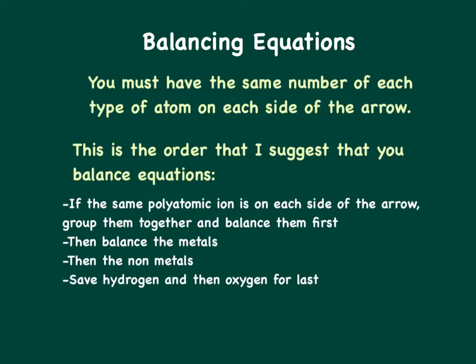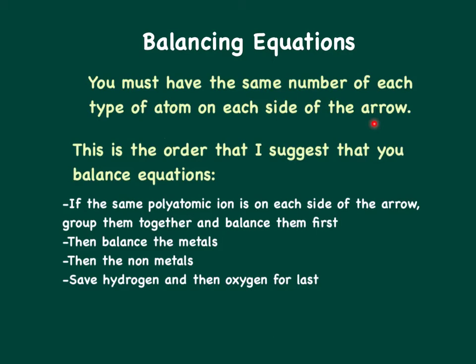Here are some basic rules for balancing equations that you'll want to write down. You have to have the same number of each type of atom on each side of the arrow. If you have a carbon on the reactant side, you have to have a carbon on the product side also. You have to have the same type and the same number of each. So here's how you do that.